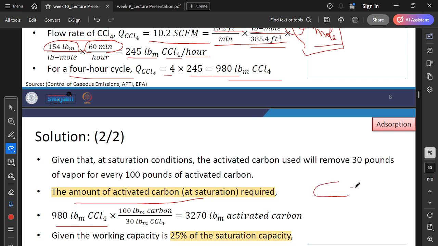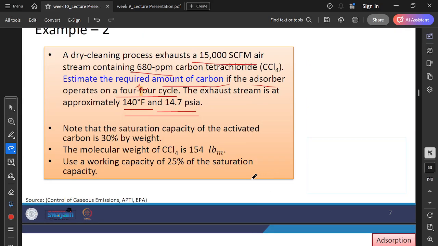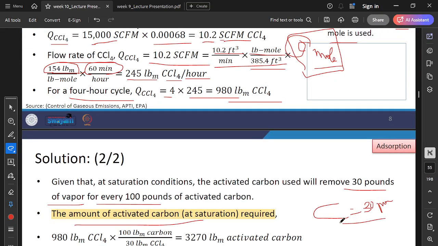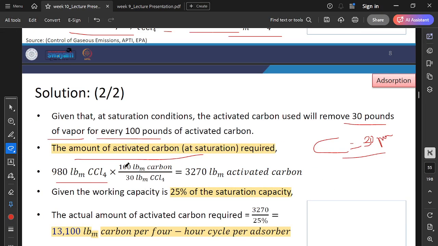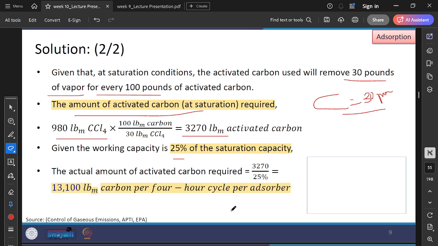And for the carbon, I know the molecular weight, it's actually 12. Given the saturation condition, the activated carbon used will be 30 pounds of vapor for every 100 pounds of activated carbon, because they gave in the question itself that 30% by weight will be the saturation capacity. So 30 pounds divided by 30 over 100, you will get 3270 pounds of activated carbon as the requirement. And they also gave the working capacity as 25%. That's why I put it all as a single formula.